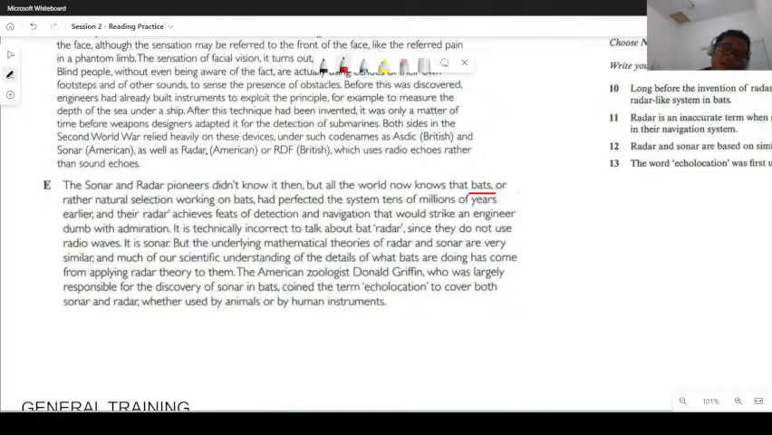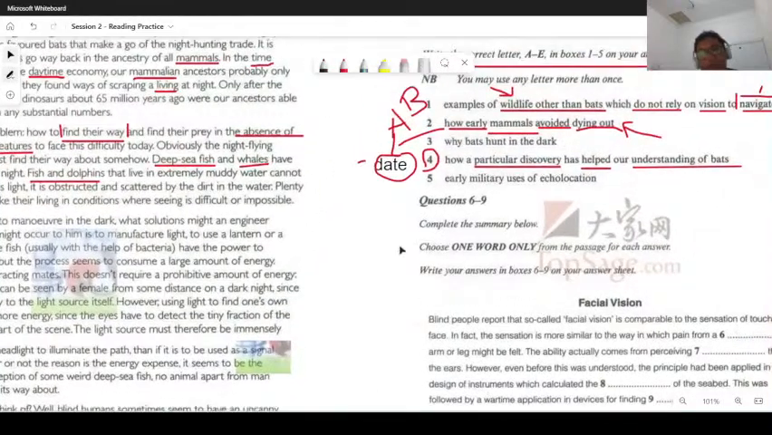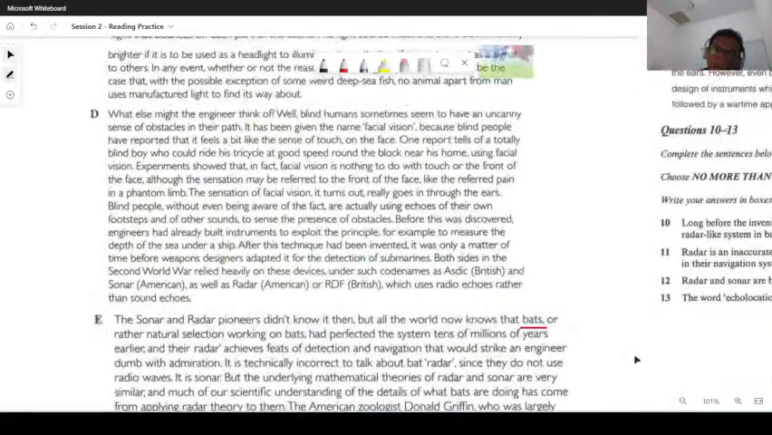Okay, so the sonar and radar pioneers didn't know it then, but all the world now knows that bats, or rather natural selection, working on bats, had perfected the system tens of millions of years earlier, and the radar achieved feats of detection. Oh, okay. All right. Let's recap a little bit first. What were the keywords that we were looking for? How a particular discovery helps our understanding of bats.